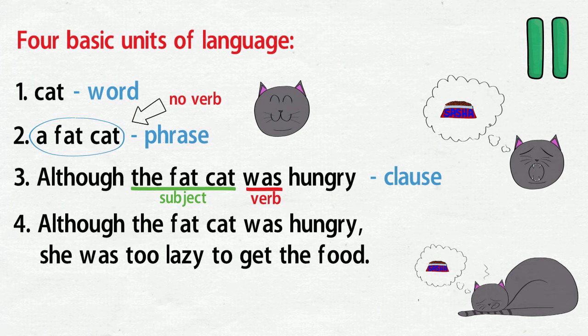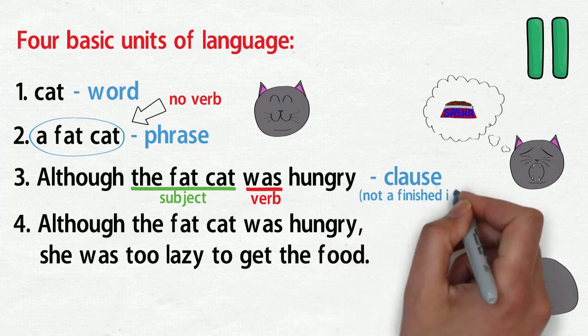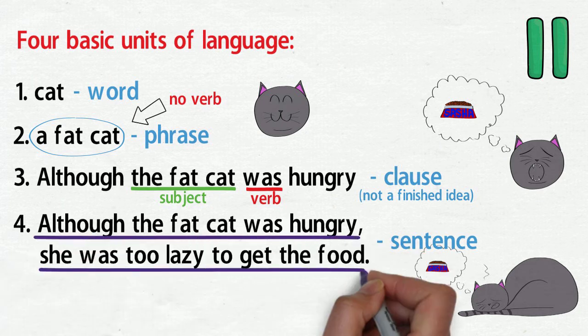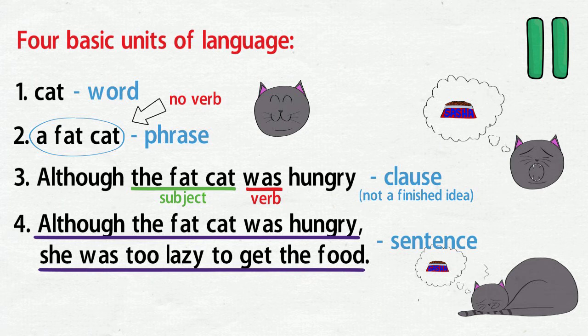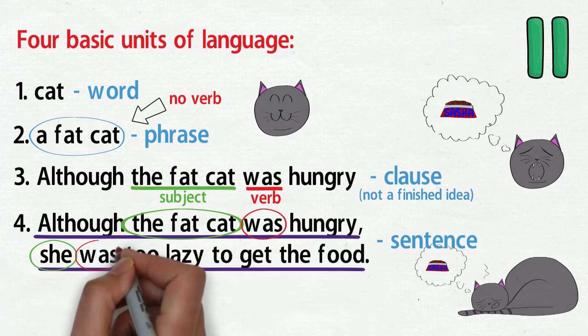However, clauses like the one in number 3, although the fat cat was hungry, are obviously missing something. We need an ending to that idea. And then we come to number 4, a sentence. In this case, the sentence is made of 2 clauses, and we can be sure that those 2 parts are clauses because both of them have subjects and verbs.